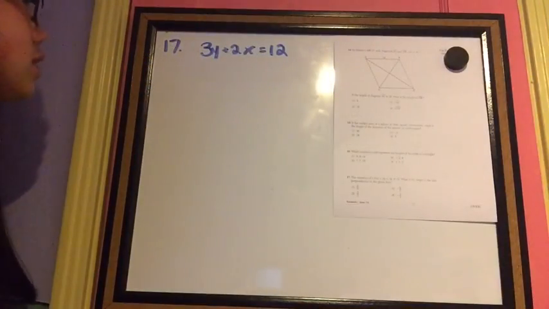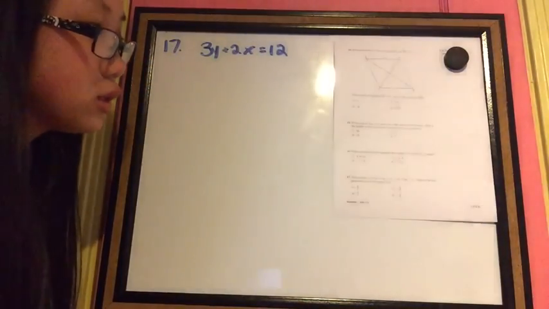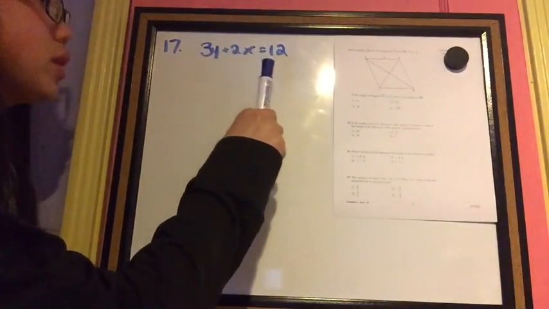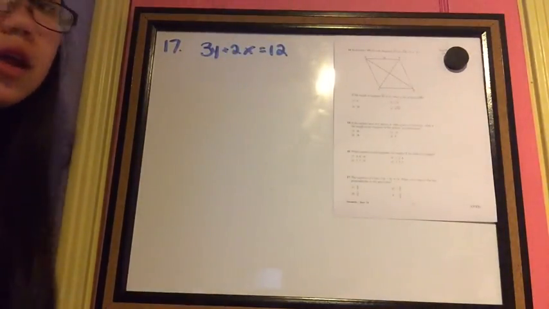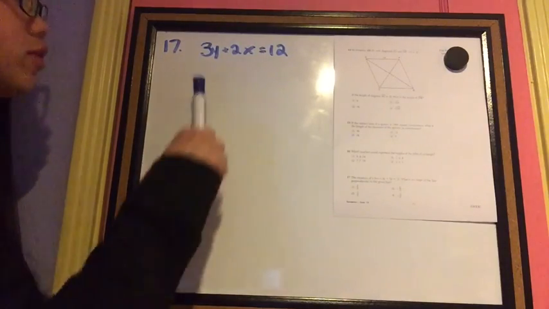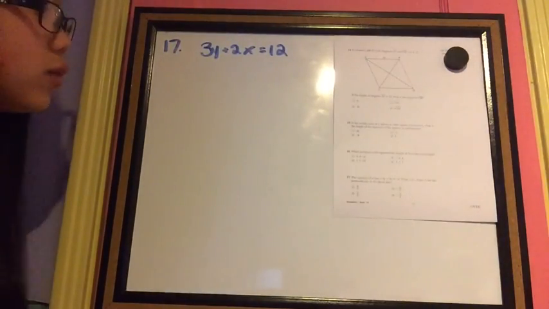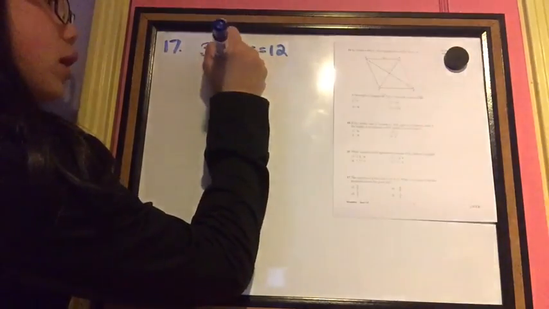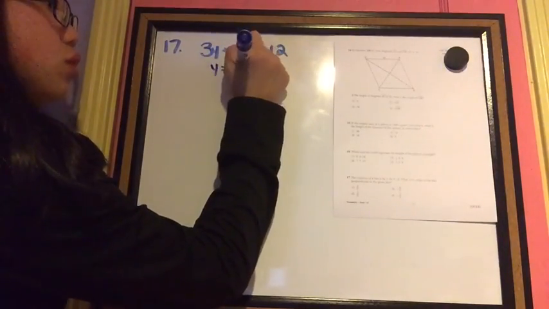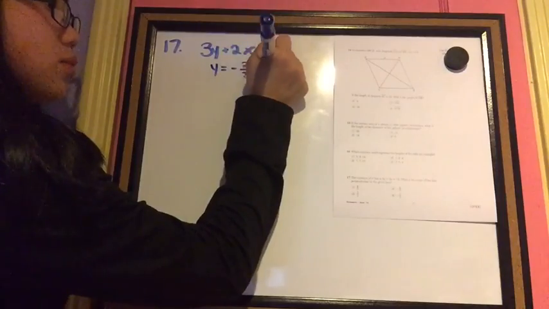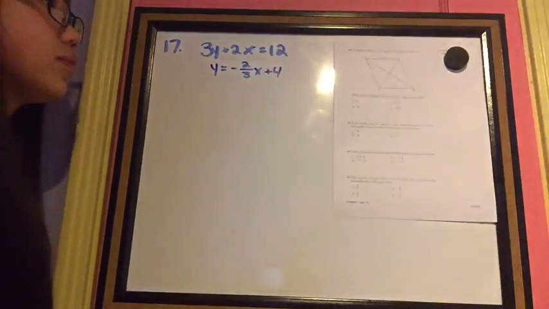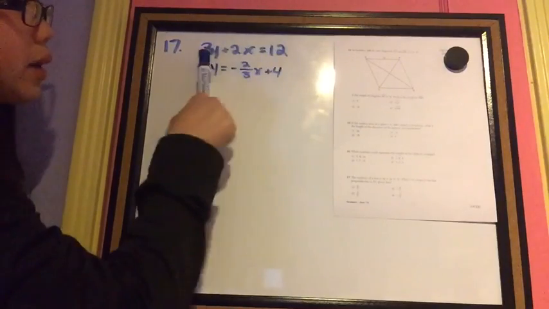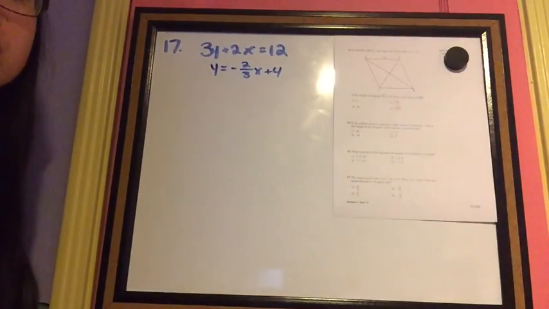So number 17 is asking about the slope perpendicular to the equation 3y plus 2x equals 12. In order to find the slope of this equation, we should put it in y equals mx plus b format. So this would be y equals negative 2/3 x plus 4. You have to subtract 2x from this side and divide everything by 3 so that you can get y equals.